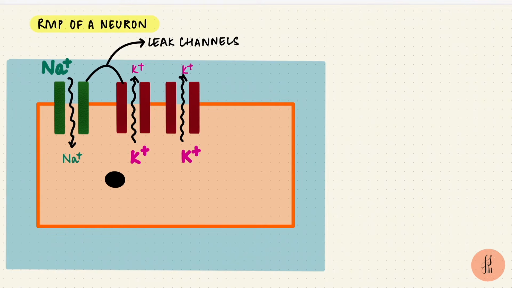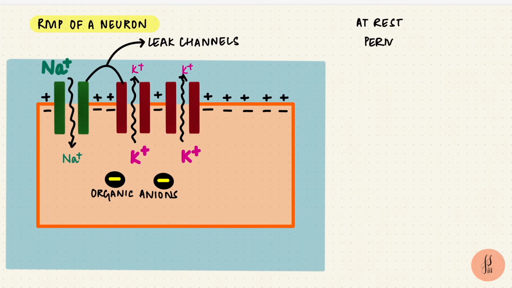Inside the cell, there are organic anions, like proteins and phosphates, which are negatively charged. They are stuck inside the cell. More positive ions are leaving the cell than are entering, making the inside more negative. So the membrane has a higher permeability to potassium, and that's why the resting membrane potential of a neuron is closer to the equilibrium potential of potassium than sodium.